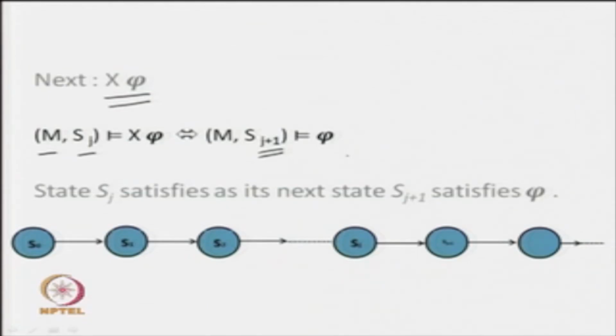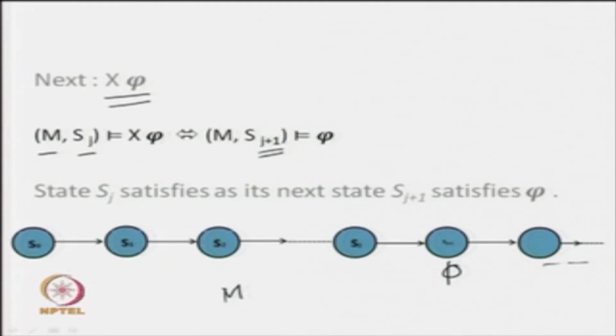Basically, if I look into this particular model, it goes from, say, state S 0, S 1, S 2, like that, S j plus 1 and further. So, what will happen if I label this particular S j plus 1 with phi? It means that phi holds in this particular state S j plus 1 of this particular model M.